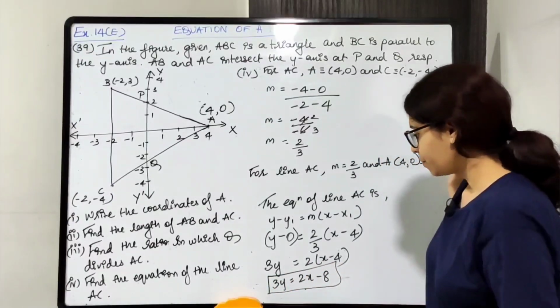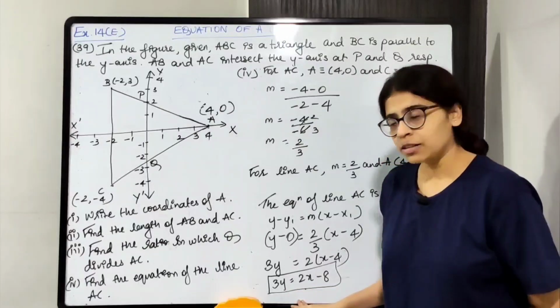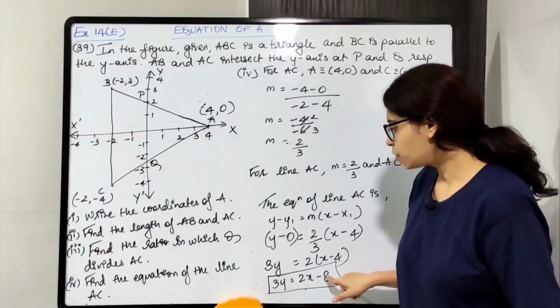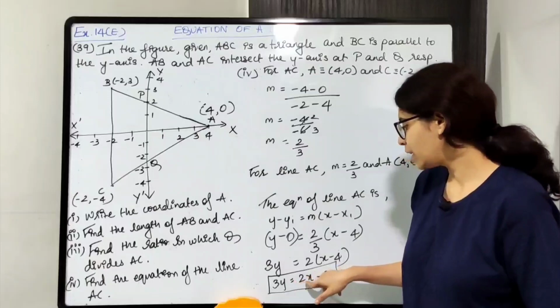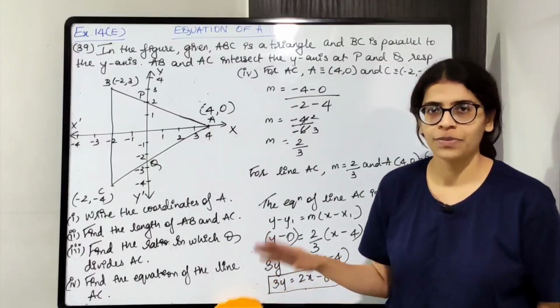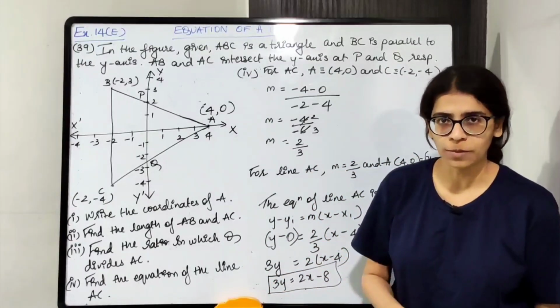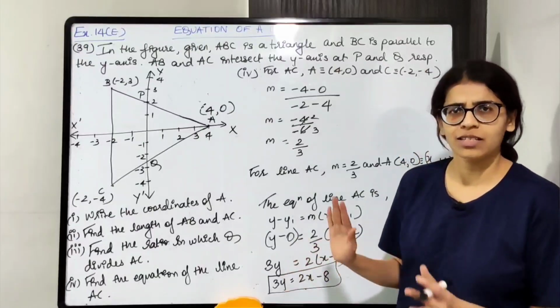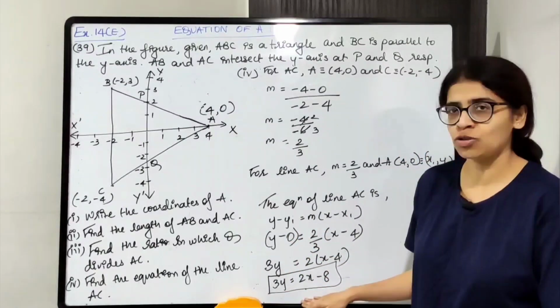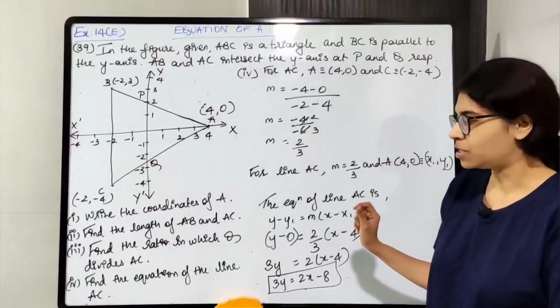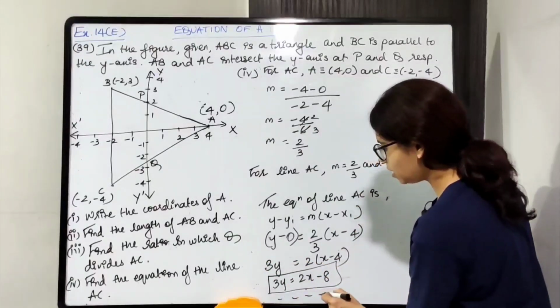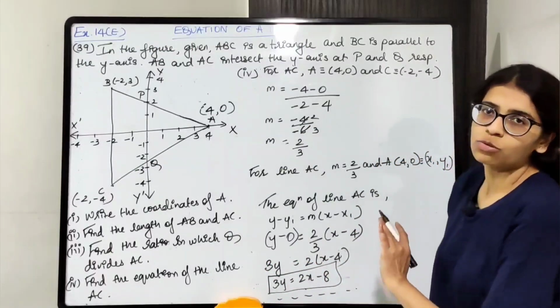All right, you can write it in different manner also. 3y को यहाँ पे shift करो, 8 को यहाँ पे shift करो, so 2x minus 3y is equal to 8. That is how it is given in your textbook. Okay, so either ways it is correct. All right, box कर दो equation को. Write down the final statement. The equation of the line AC is 3y equals to 2x minus 8.